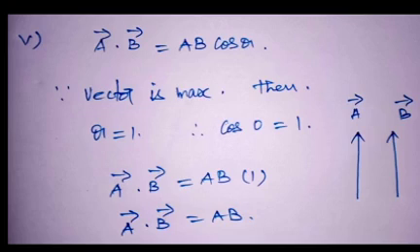If the A vector and B vector travel in the same direction, we know the formula, A vector dot B vector equals AB cos theta. When the product is maximum, theta equals 0, therefore cos 0 equals 1. Substituting in the formula, we get A vector dot B vector equals AB times 1. Therefore finally we get A vector dot B vector equals AB, which is the maximum.